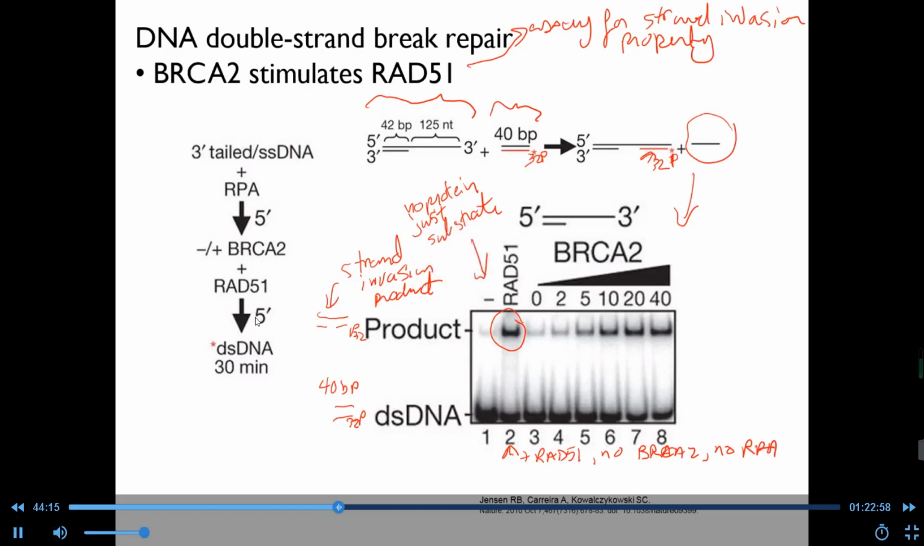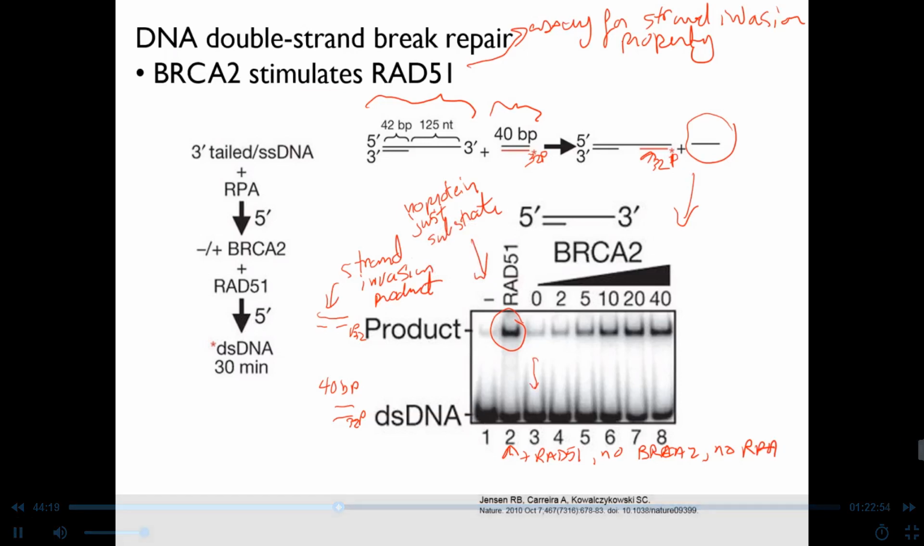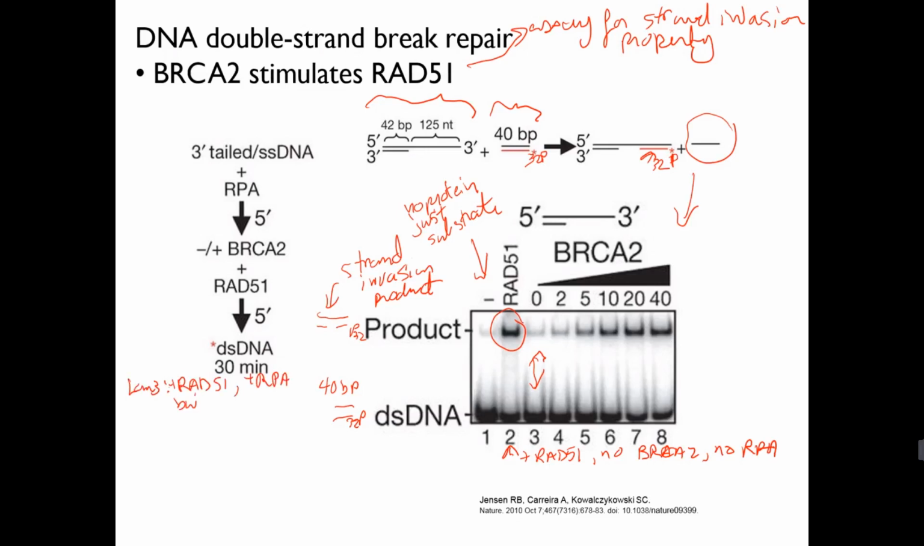In contrast, if you go to lane 3, you have Rad51, you have RPA, but no BRCA2. As the result here shows, you can see very little conversion of the double-stranded homologous template to the strand invasion product. So you immediately can infer from this that RPA very strongly inhibits the activity of Rad51.